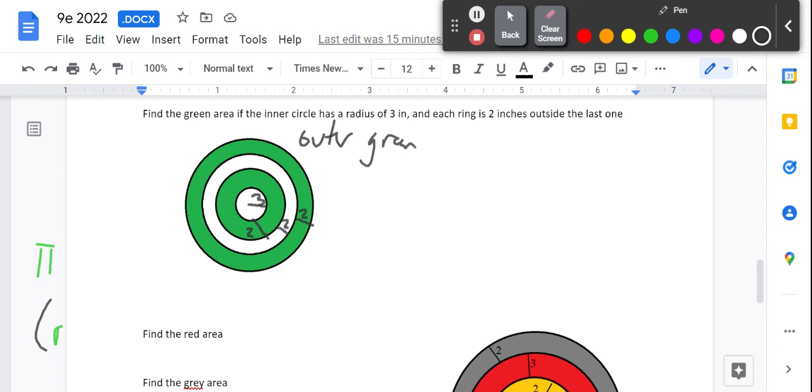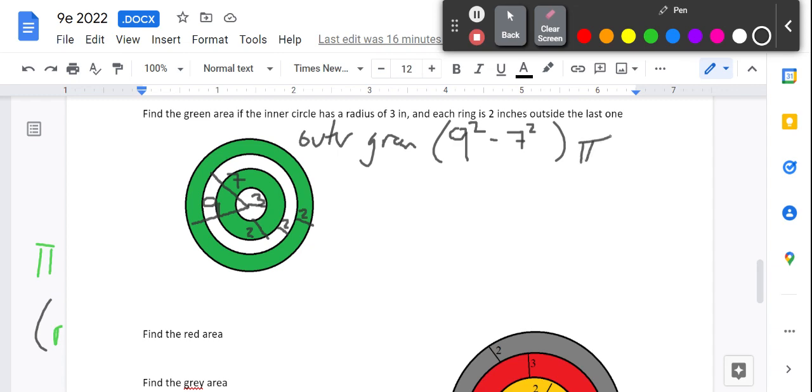All right, so again, we're going to take the radii, square them, and subtract them. So let's think about this for a minute. This whole circle has a radius of 3 plus 2 plus 2 plus 2, so this whole circle has a radius of 9. And we're going to subtract the circle that's just inside of it. That circle has 3, 2, and 2, which is a radius of 7. So for the outer green ring we're going to go 9 squared minus 7 squared.